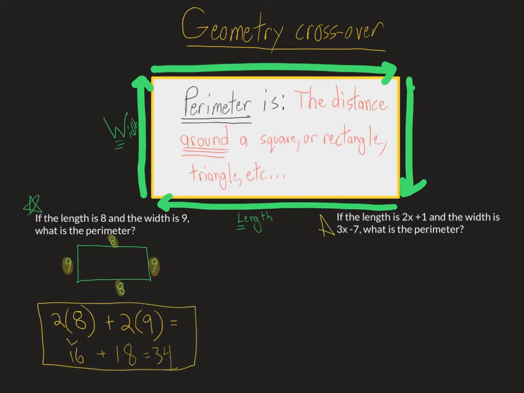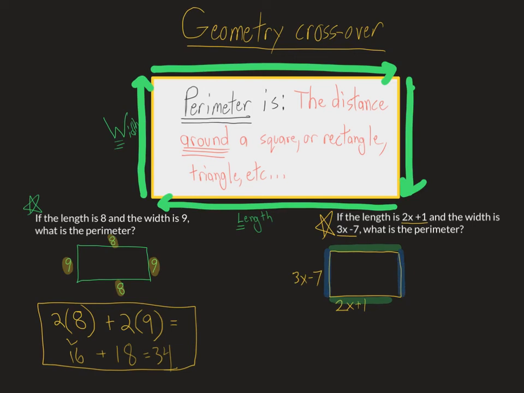What if we went over here? If the length is a 2x plus 1 and the width is a 3x minus 7, what is the perimeter? Well, let's draw it up and see what we're saying. So we've got a length of a 2x plus 1 and a 3x minus 7 for the width. And so we need 2 of the 2x plus 1, and we need 2 of the 3x minus 7.